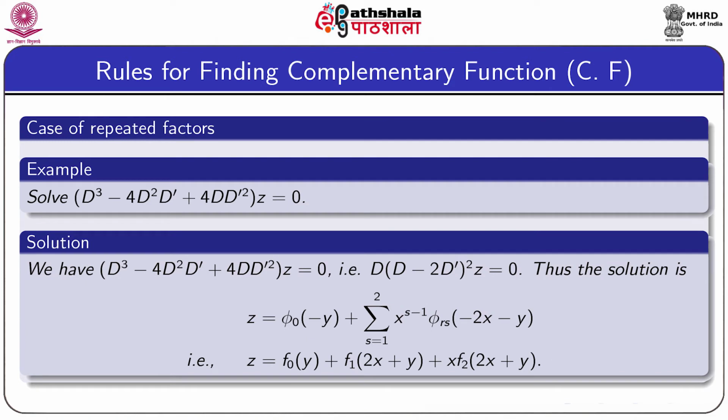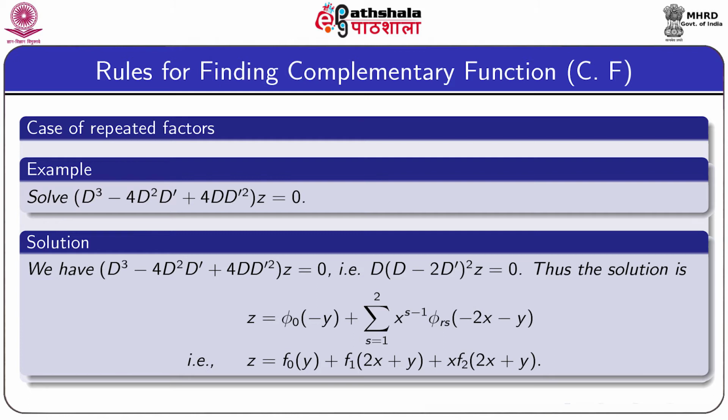Now, we are taking one example to illustrate the previous idea. In this example, the equation is given as D cube minus 4 D square D dash plus 4 D square z equals 0. So, capital F can be factorized in this way: D into (D minus 2D dash) whole square z equals 0. So, we can see that D minus 2D dash is a double root.